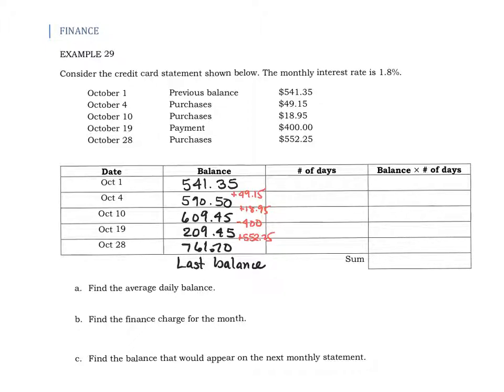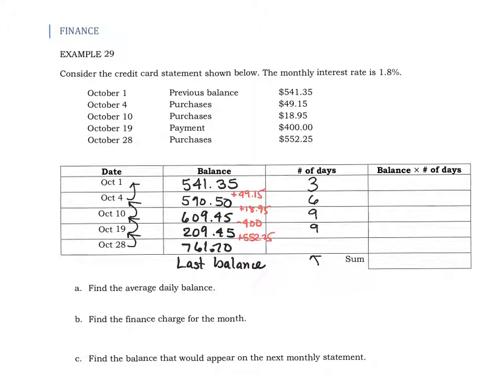$541.35 3 times, because it was that from October 1st, 2nd, 3rd, and then it changed on October 4th. So that's for 3 days. Remember, multiplication is a way of doing repeated addition, so instead of having to add that 3 times, we could just multiply. Now, how did I get the 3? Because 4 minus 1 is 3. On the next, 10 minus 4 would be 6. 19 minus 10 is 9. And 28 minus 19 is 9.